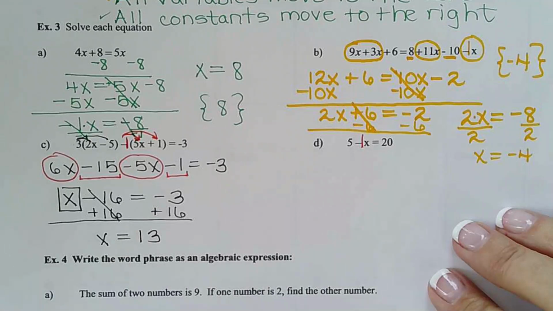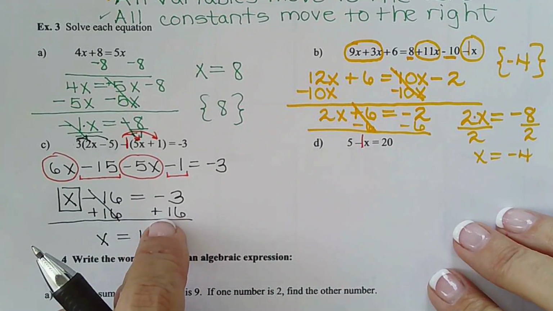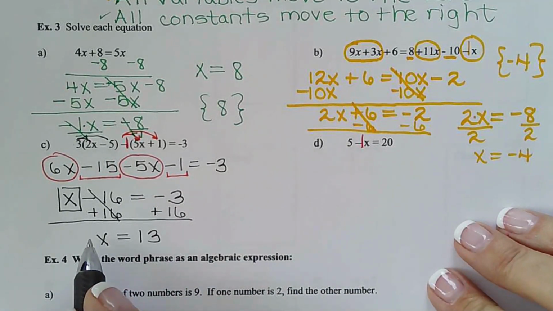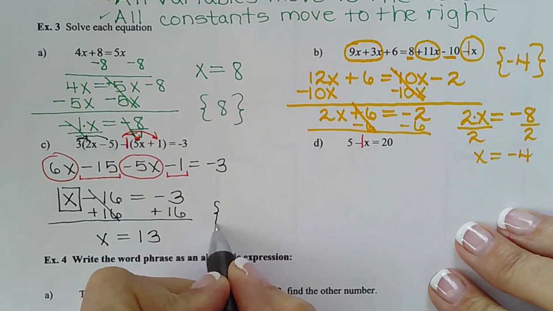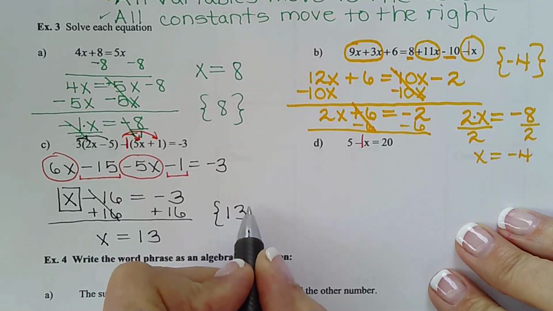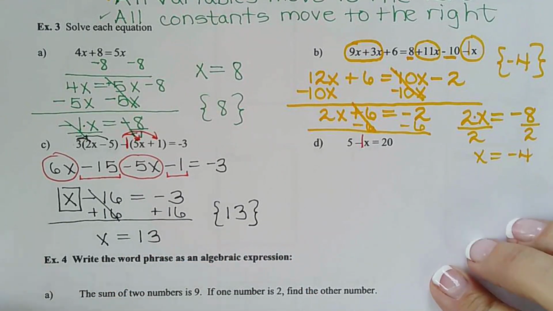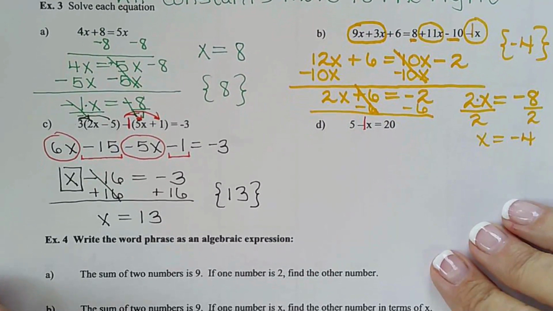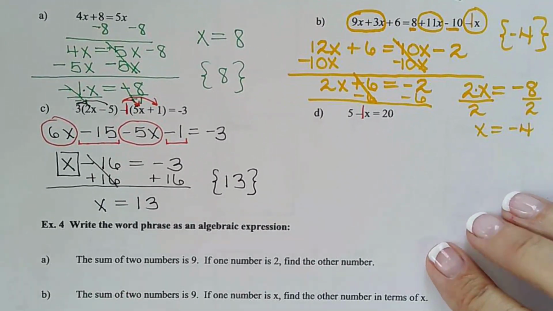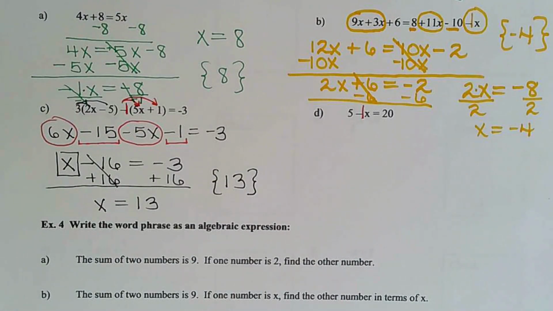So negative 16 plus 16 cancels, and 16 minus 3 is 13. So that gives me a solution of 13. Hope you guys did good on that one. That's a good one for a test. I like that one. Very nice problem. Not too hard, not too easy, just right in the middle.